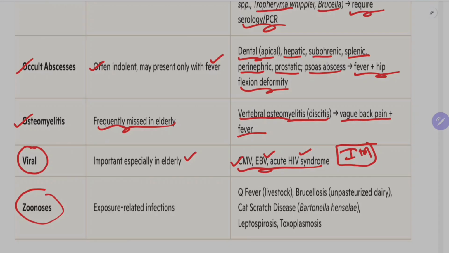Zoonoses are all very important causes of FUO. These are exposure-related infections from animals. Zoonosis is diseases which spread to humans from animals. Common ones are Q fever from cats. Brucellosis, from unpasteurized dairy and domestic animals like buffalo and cows. Cat scratch disease from Bartonella henselae. Leptospirosis from rats and rodents, from the urine of these rodents, especially in rainy season, or in those who have been exposed to water. Then toxoplasmosis. So number one is cat exposure.